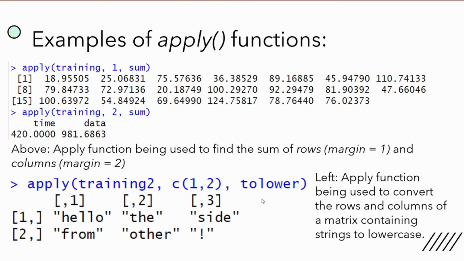Not only can we do manipulation on data frames or matrices with numbers, we can also do it with strings. For instance, over here we are applying a function called toLower on training2, which is essentially just a matrix with some text in it, and we are choosing both columns and rows. toLower is another function that changes the characters in a data frame or matrix to lowercase, and that's the power of apply. It can do non-mathematical operations as well as mathematical operations.